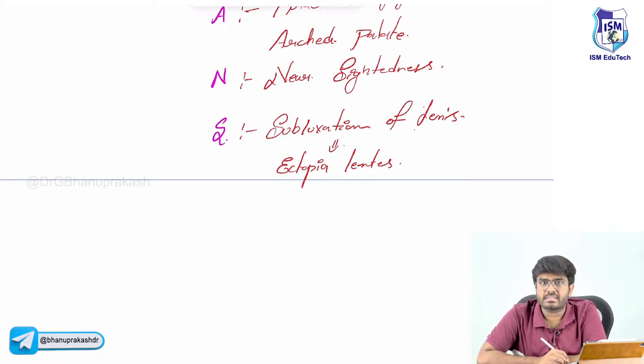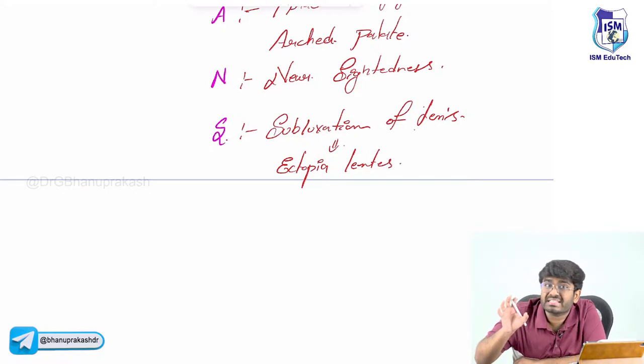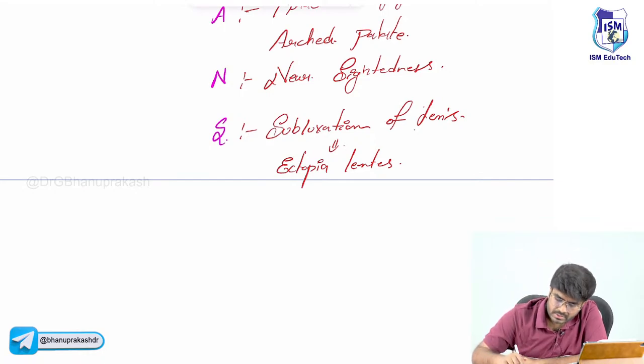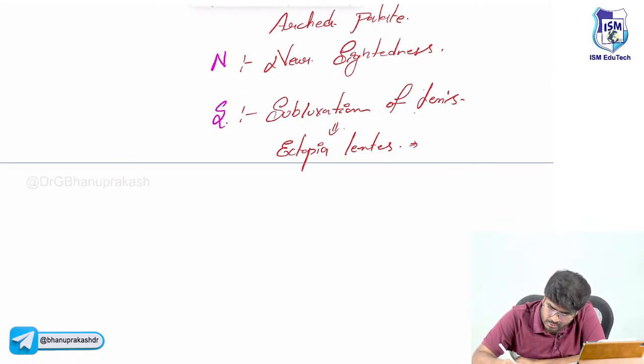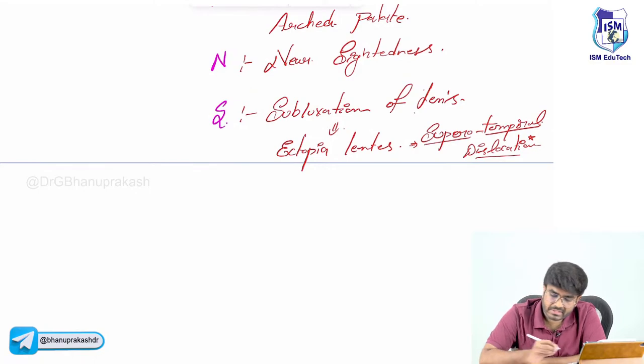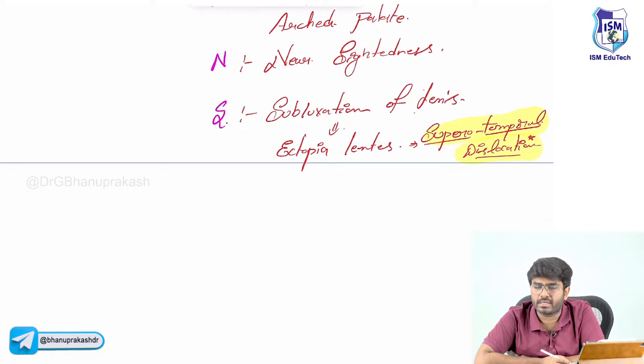Okay, ectopia lentis. Now, where is this lens going to be dislocated, and on which side? That's also an MCQ in your exam. Is it going to be dislocated superiorly, nasally, medially, or inferiorly? See, the lens dislocation, that's an MCQ: superior temporal dislocation. So there will be superior temporal dislocation of the lens. That's what is seen in Marfan syndrome. For your exam, this is very important. Okay, from the aphthal, superior temporal dislocation of the lens is seen in Marfan syndrome.